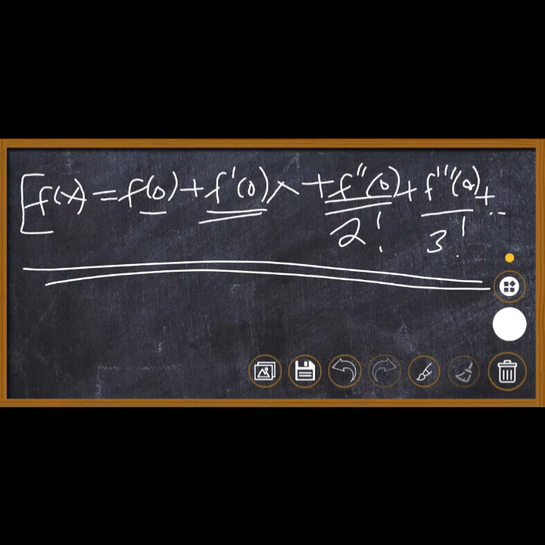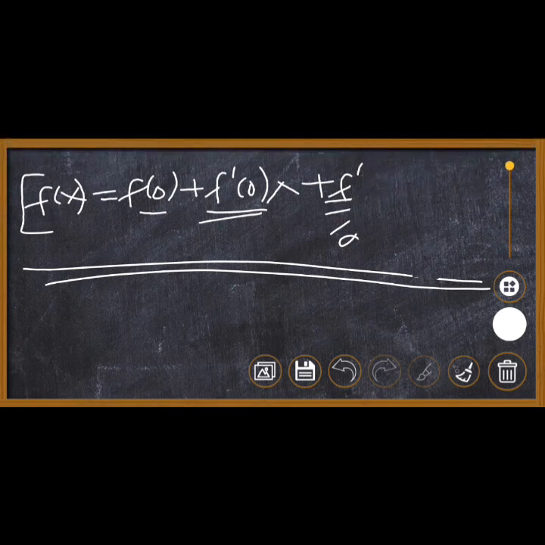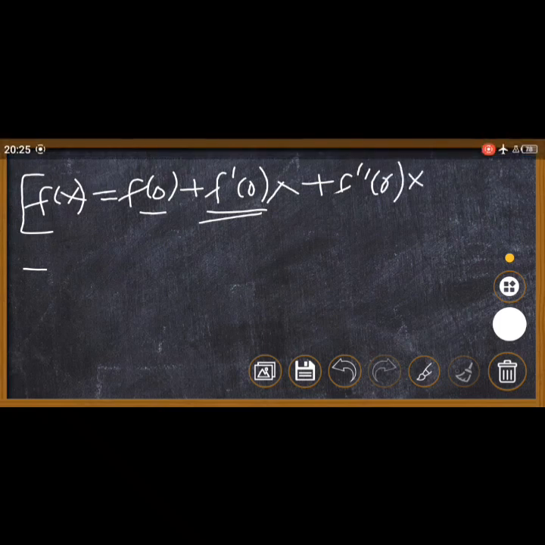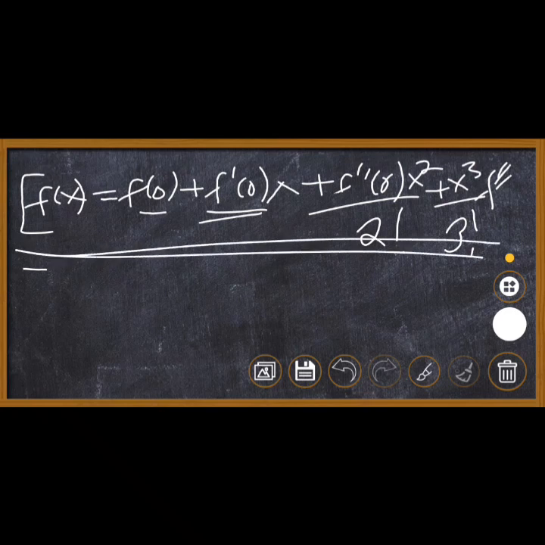Sorry, I forgot to write the x values here. There should be x values here. So sorry about that. Make sure that you take note of that one. In this case, we are supposed to have the second derivative of 0 times x squared over 2 factorial, added to, if you want, you can say x cubed over 3 factorial of the third derivative, like I had written in the first place. So this is the theorem we are going to be using.